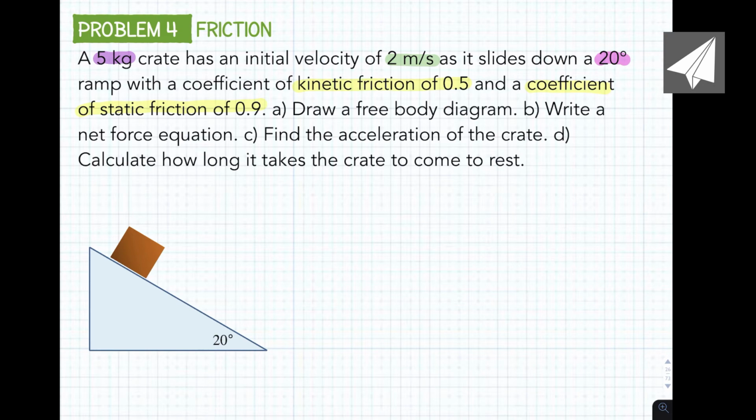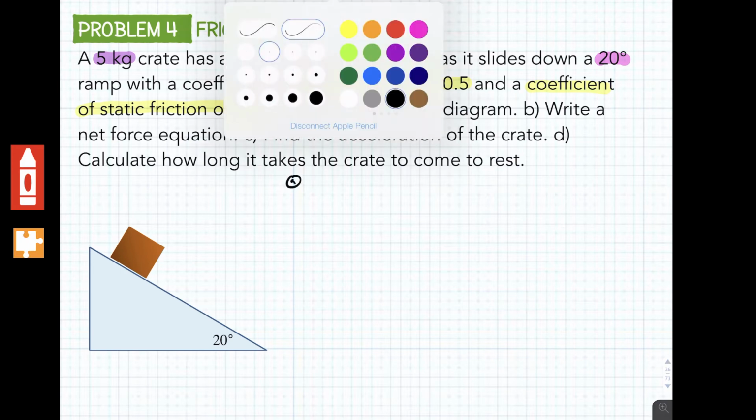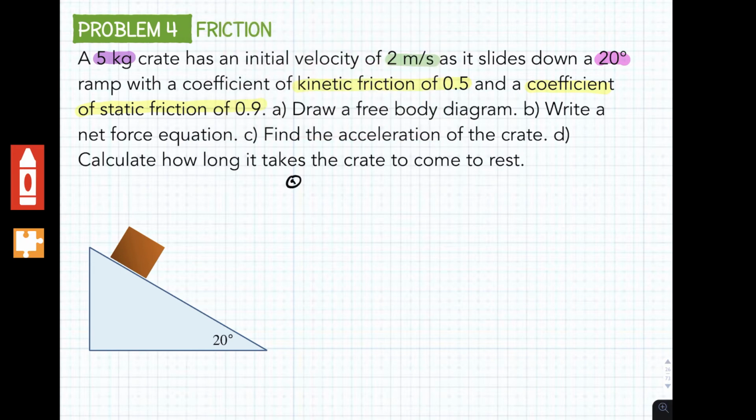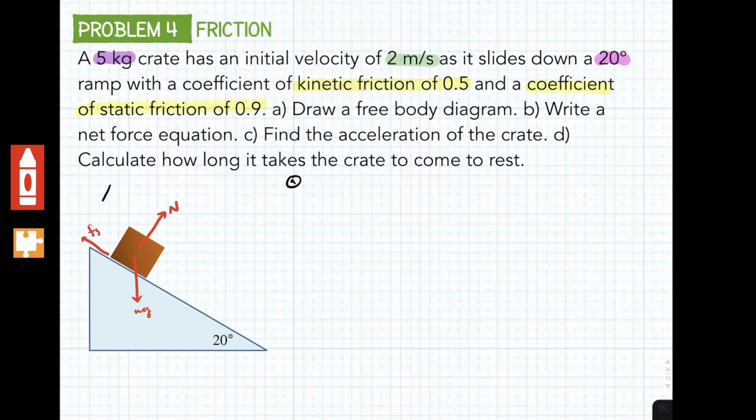And then part D, we're going to do some kinematics and calculate how long it takes the crate to come to rest. So starting with part A, we'll start by just drawing our force diagram. So of course this is a ramp. We have our mg and our normal force. We have our static friction, and we know this is probably a tilted axis.